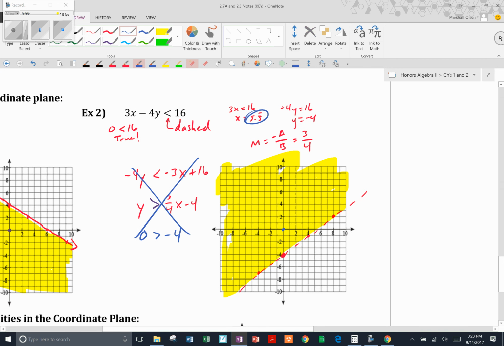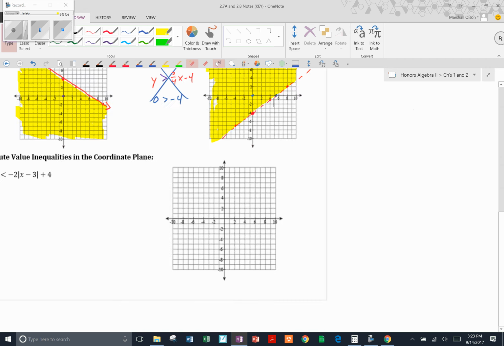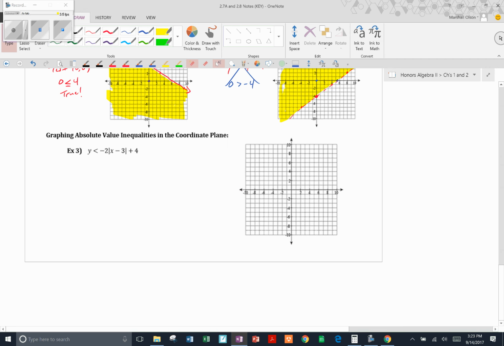Oh, and look at 5.3 repeating. Look at right where this is crossing on the x-axis. 5.3 repeating. Okay, just like we thought it would. All right, last one here is an absolute value inequality.